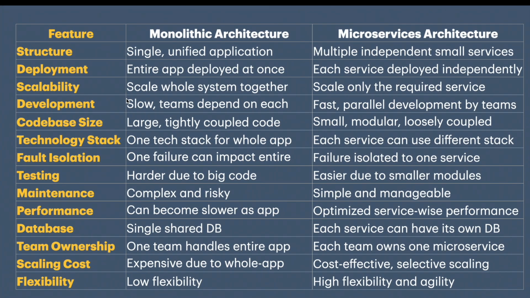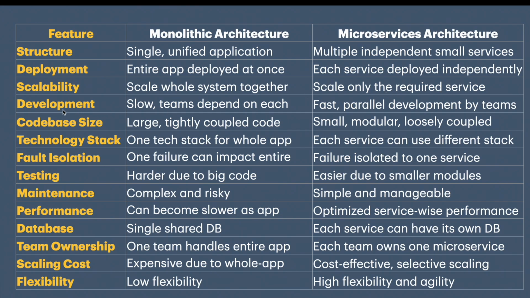Now we are going to understand the difference between monolithic architecture and microservices architecture. First feature is structure. Monolithic is a single and unified application, and in microservices architecture, multiple independent small services will be there. In deployment, in monolithic the entire app is deployed at once, so you have to deploy the whole application at once. In microservices, each service is deployed independently. Just now we discussed scalability: in monolithic we have to scale the whole system together, and in microservices we scale only the required service.